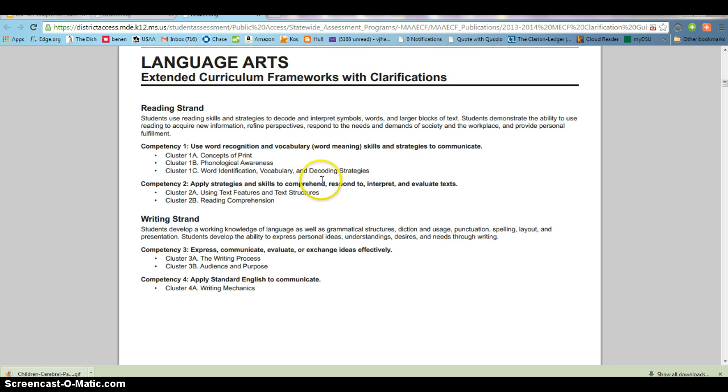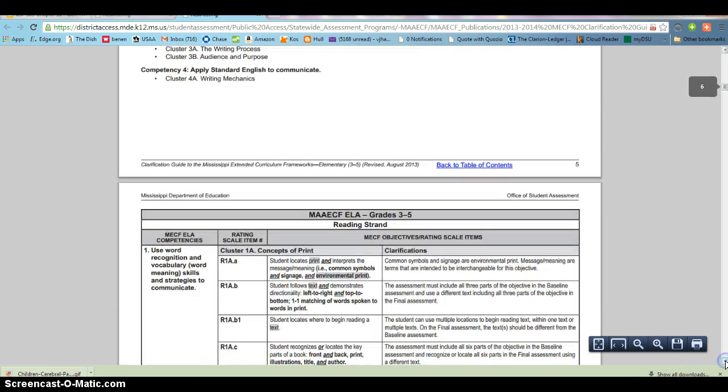and then you have competency 2, which is applying strategies and skills to comprehend and evaluate text, and then you have a writing strand that has 2 competencies: express, communicate, evaluate, and apply standard English to communicate. So you notice that the reading strand for typical children has, I think, 5 competencies, and the writing strand has, I think, 5 competencies. But what the state did was it looked at which of those competencies were absolutely 100% essential, and those are the ones that we use in the extended curriculum.